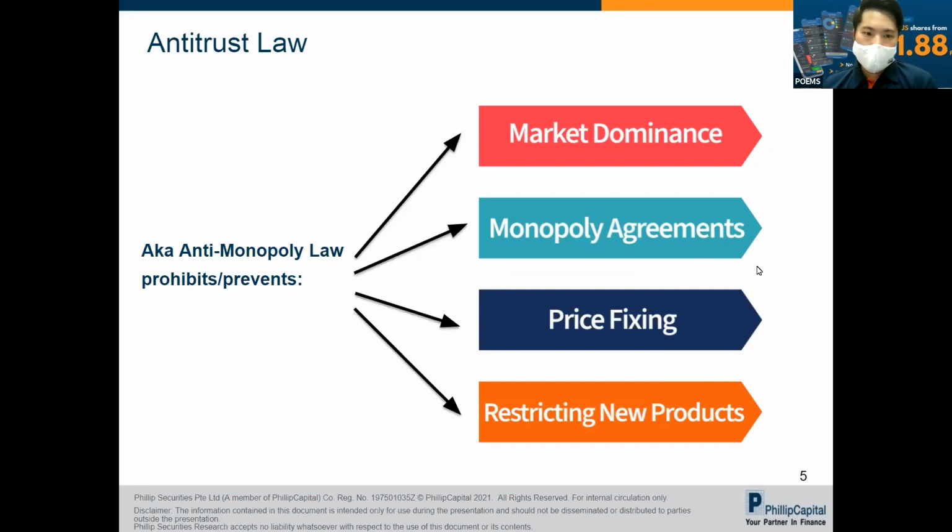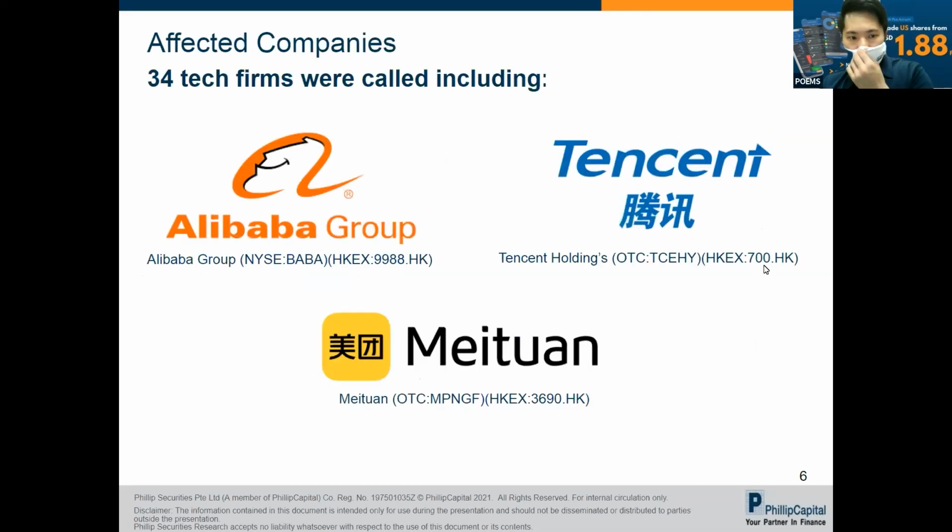So let's take a look at some of the companies or industries that are affected by the antitrust law. The major firms affected are in the tech industry. Actually 34 of the tech companies were caught by the China State Administration for Market Regulation, short form SAMR, and the tech firms include Alibaba Group, Tencent Holding, as well as Meituan. In case some of you don't know Alibaba Group, Tencent, or Meituan, Alibaba Group is popular for their e-commerce industry, such as Taobao and Tmall.